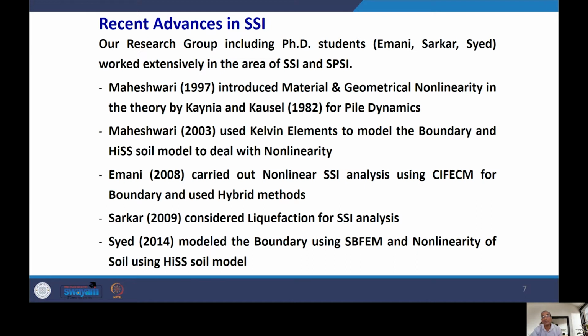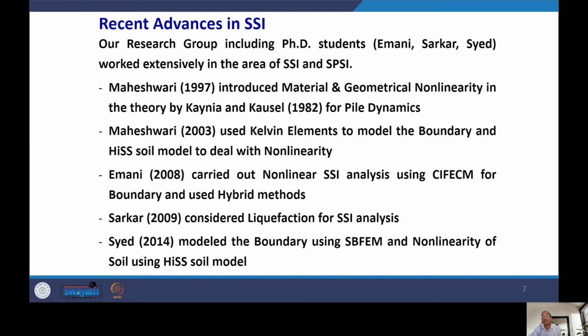The research group includes my PhD students also, and particularly let me mention Mr. Imani, Mr. Sarkar, Mr. Saeed. They work extensively in the area of soil interaction and soil pile interaction. So a few of the works are listed here. The first one, Maheshwari 1997, is the work of my own PhD, where the material and geometrical nonlinearity in the theory proposed by Angelides and Roesset in 1982, pile dynamics, which was basically for linear analysis, has been introduced. Then in 2003, which was a postdoctoral work, what has been used?